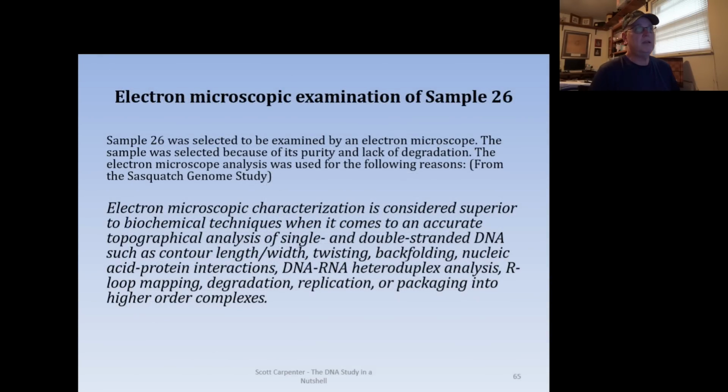Electron microscope examination of sample 26. So sample 26, which was the hair and flesh, was selected to be examined under the electron microscope. And the sample was selected for its purity and lack of degradation. The electron microscope characterization is considered superior to the biochemical techniques when it comes to an accurate topographical analysis of single and double-stranded DNA, such as contour length and width. In other words, they're able to look at the DNA, the RNA, and the double helix.